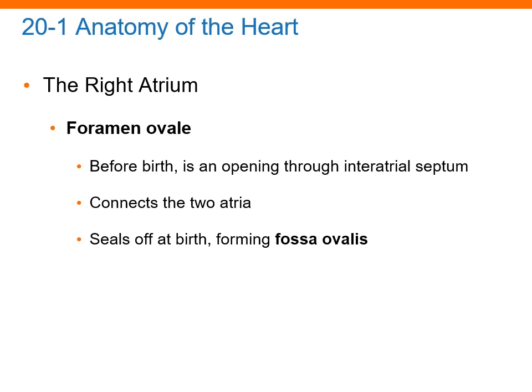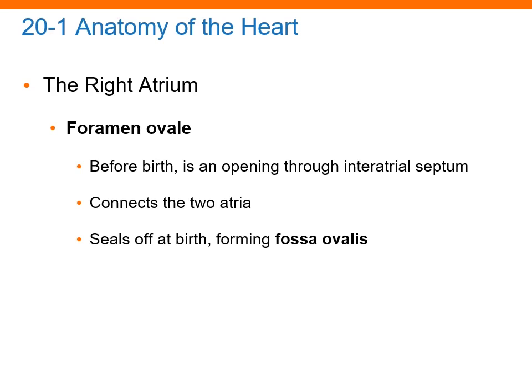The right atrium also contains the foramen ovale. Of course, a foramen is a hole or a cavity. Before birth, that's an opening through the interatrial septum. So again, before birth, it's normal to have a hole between both atria, and that's because there's no reason to separate the blood supply to the lungs from the systemic circulation, because the lungs are not utilized before birth, right? So there's no separation of that blood supply.